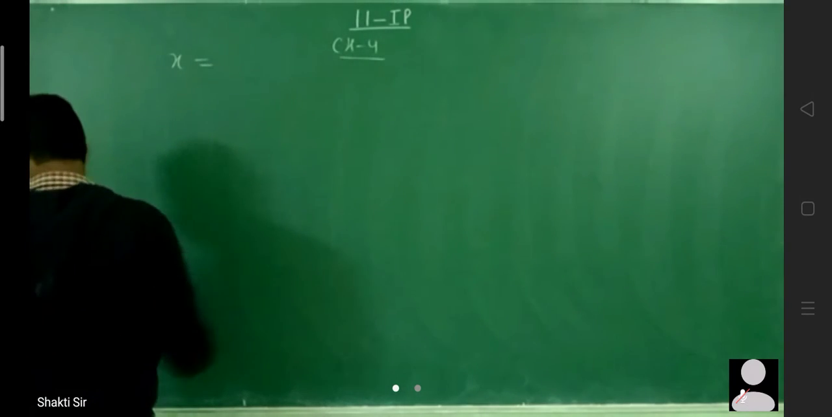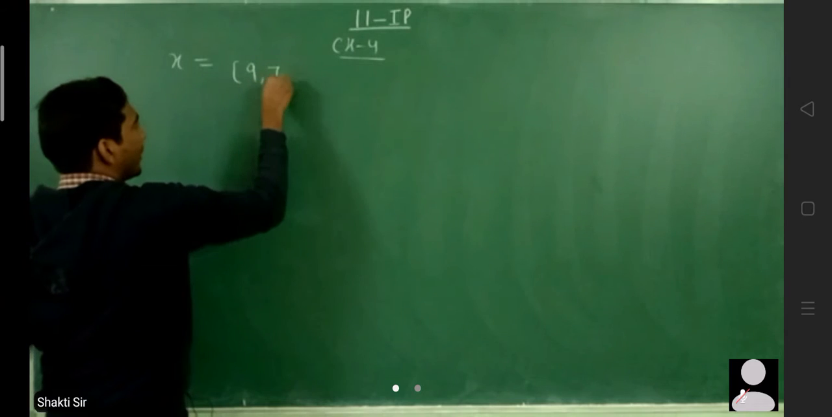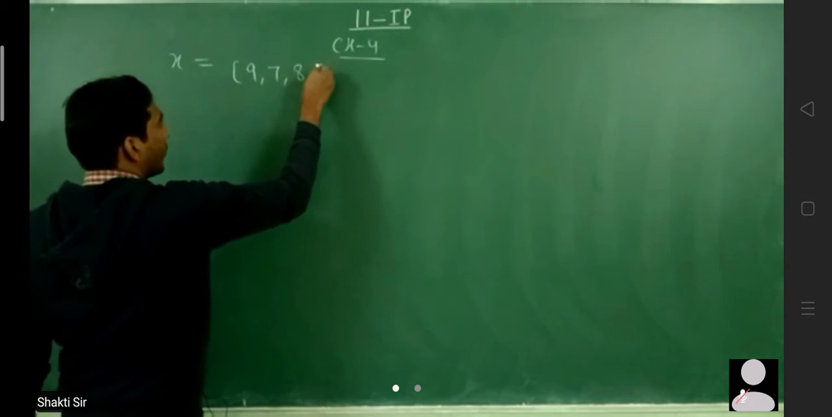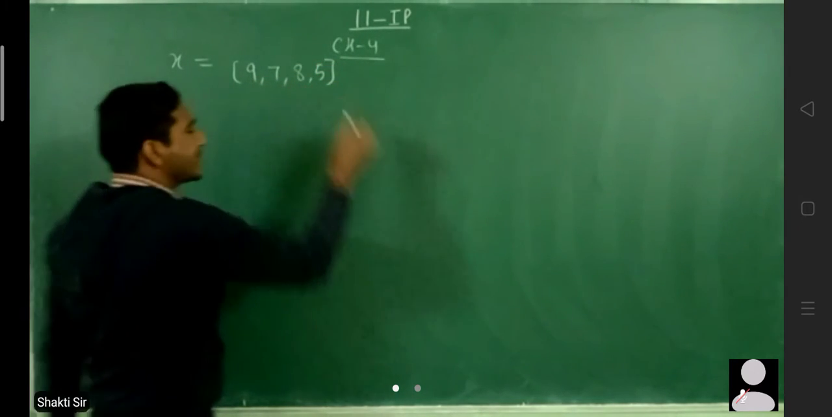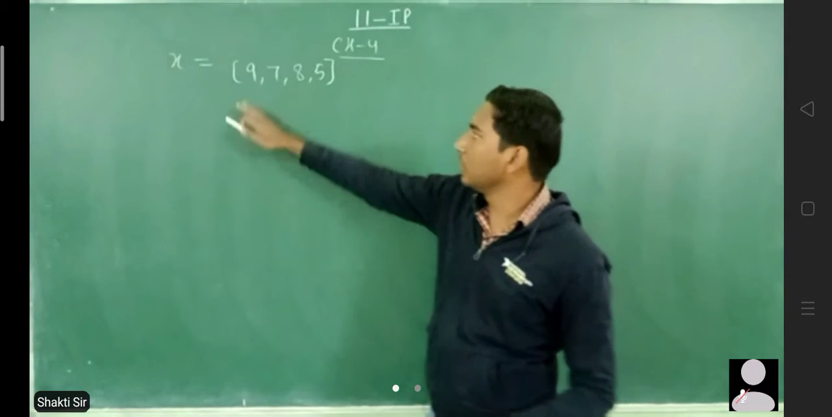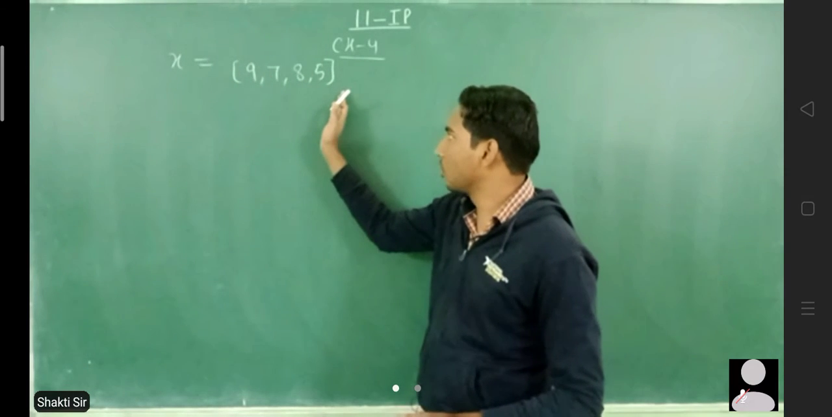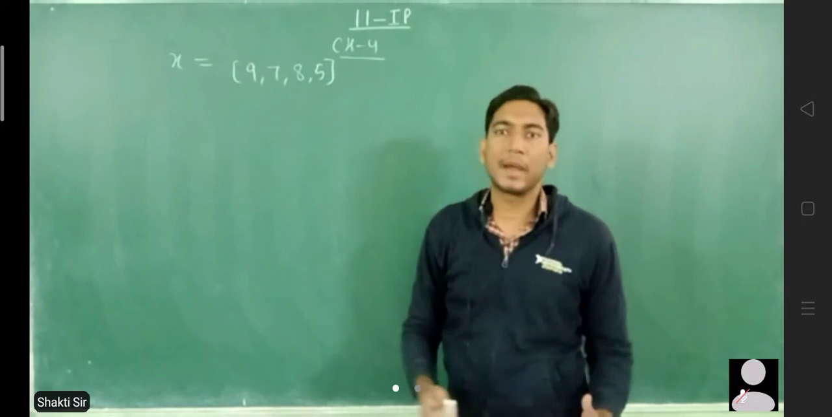So we write square brackets to declare a list. x is equal to something like that, 9 7 8 5. So this is basically a list. Basically we use square brackets. This is the open square bracket. It is a closed square bracket. We use square brackets to declare a list.